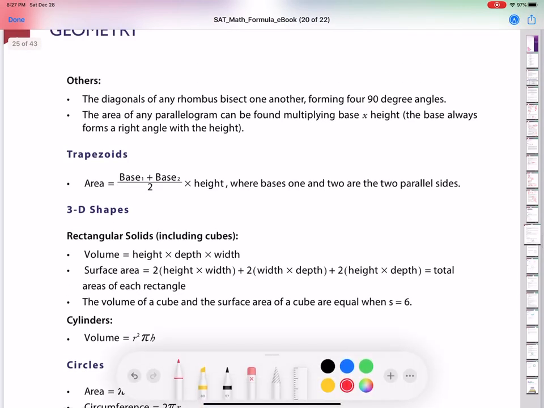Trapezoid. A trapezoid looks like that, right? One pair of opposite sides is parallel, and the other pair of opposite sides is not parallel. How can you find the area? This is base 1, this is base 2. So base 1 plus base 2, times height, divided by 2. Use this formula to find the area.